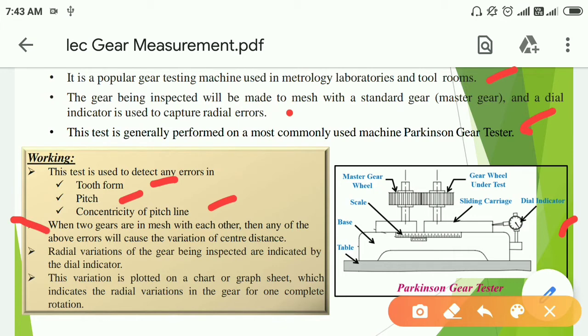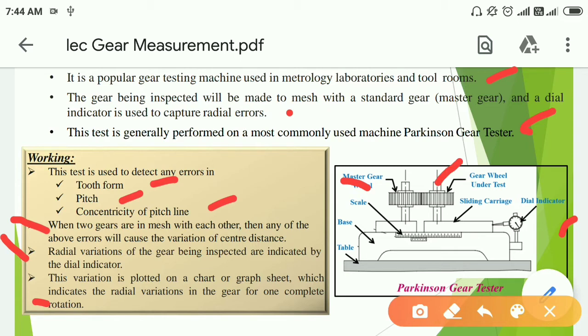Radial variation of the gear being inspected is indicated by the dial indicator. The variation is plotted on a chart or graph sheet, which indicates the radial variation in the gear for one complete rotation. As shown in figure 1, there is a master wheel which is fixed, and there is a movable gear wheel which is under test, which we have to test.